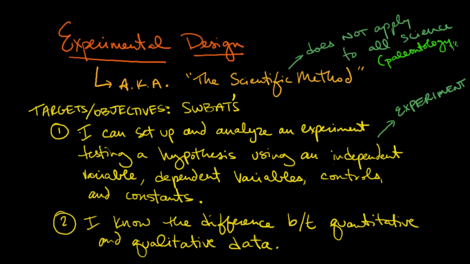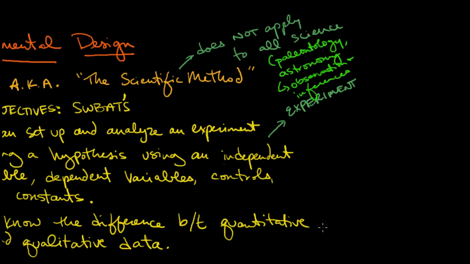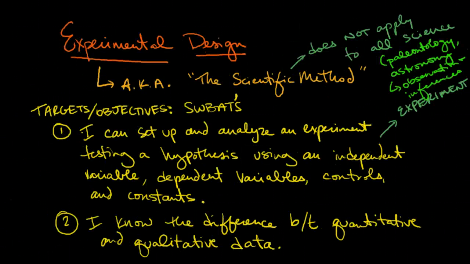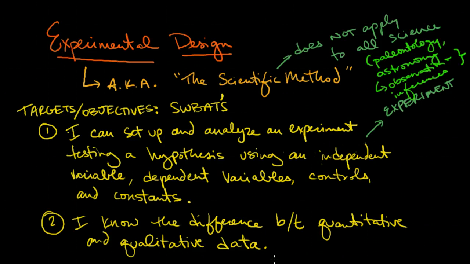Let me figure out how to spell that. Paleontology, some aspects of astronomy, things like that, that really are more about observations and inferences, which I would argue is really how science is done. But if we can do an experiment, fantastic, because that tells us that one thing causes another. And so that's really what we're going to focus on in this podcast.